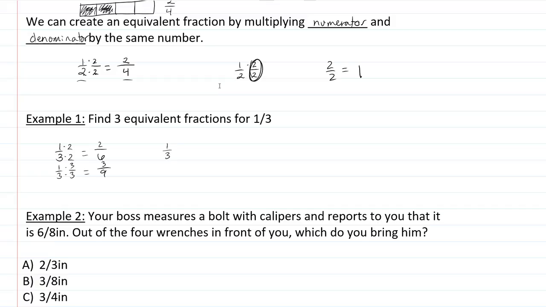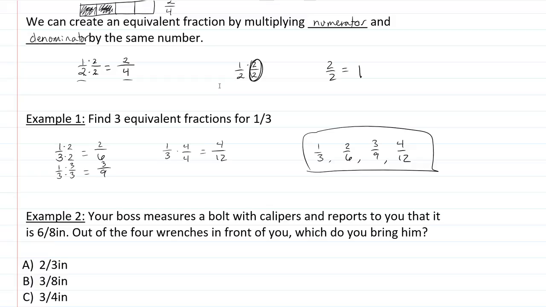And let's multiply 1/3 by 4 and 4. 1 times 4 is 4, and 3 times 4 is 12. So it turns out 1/3, 2/6, 3/9, and 4/12 are all the same thing. These are all the same fraction, representing the same amount of things. They look totally different, and you might not even expect that 4 over 12 would be the same as 1 over 3, but they represent the same amount of things.